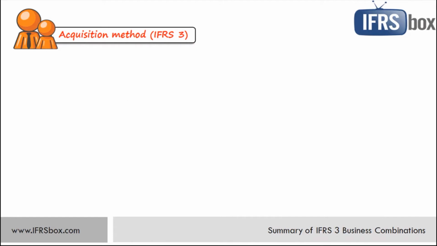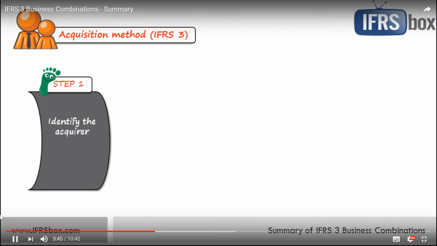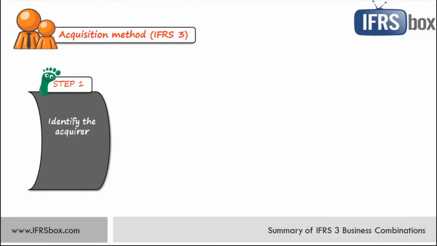Step number 1, identify the acquirer or the buyer. I know it looks very straightforward, and in many cases it is straightforward, but sometimes it's not so clear. For example, you can deal with some merger when 2 companies merge together, and in such a case you need to identify who acquires whom. In most cases, it will be the larger company. Or reverse acquisitions might cause confusion too. It's when a smaller company buys a bigger company.